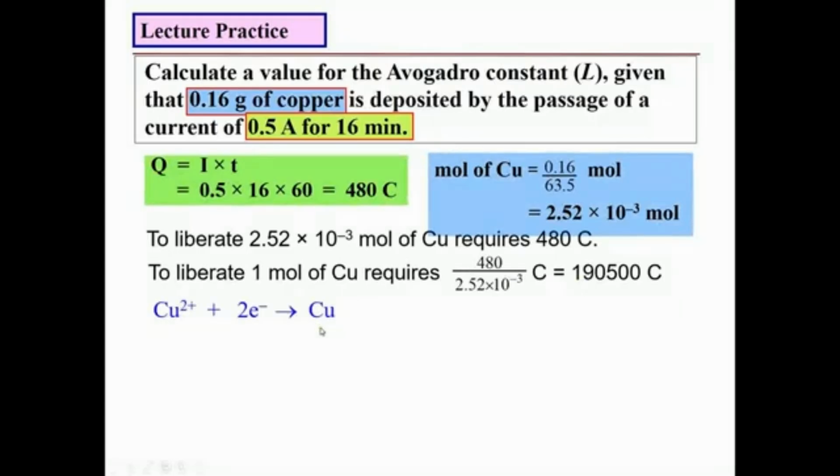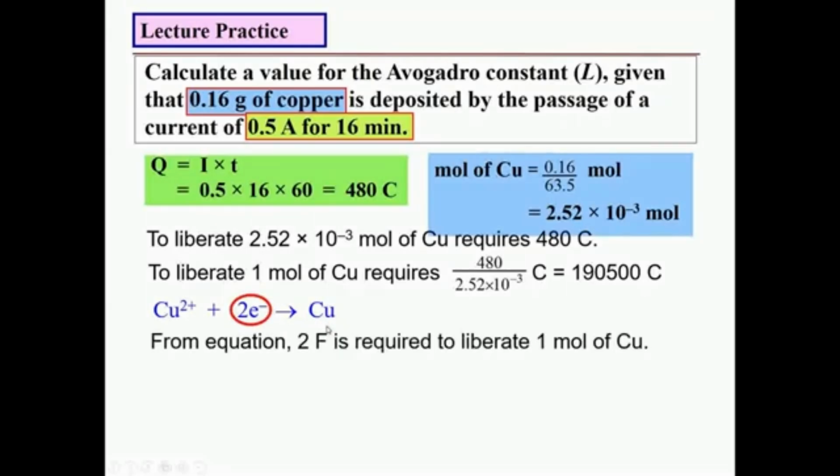This is the equation to show how copper is deposited. 1 mole of copper 2 plus ion picks up 2 electrons to give 1 mole of copper. From the equation, we have 2 Faraday required to liberate 1 mole of copper. So therefore, the charge on 2 Faraday is equal to this.